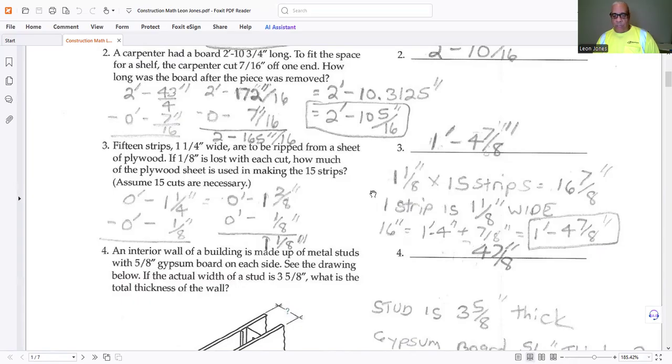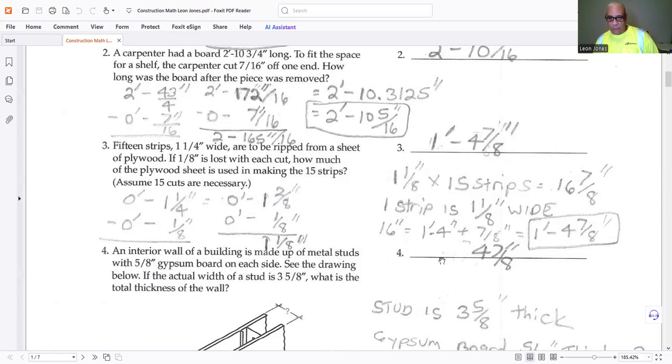So here's what it is. You have 1 1/8 of an inch times 15 strips, which gives you 16 7/8 of an inch. Now you remember, one strip is 1 1/8 inch wide. So it's 16 inches. So what I did, I took 1, and then I took 4 7/8, and I got 1 foot 4 7/8 of an inch.